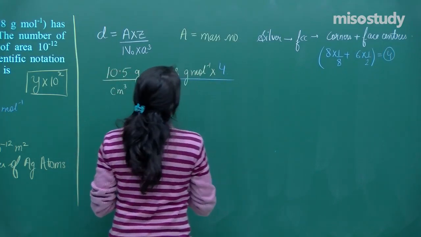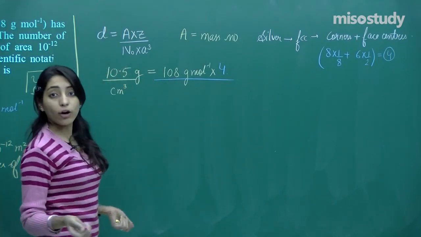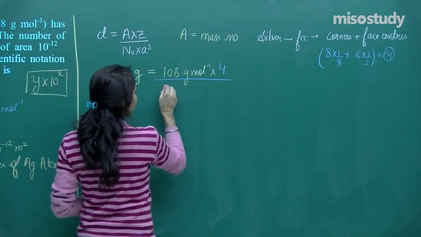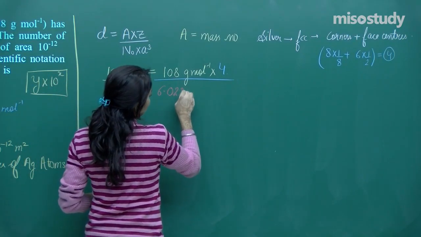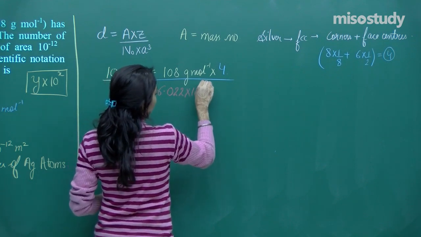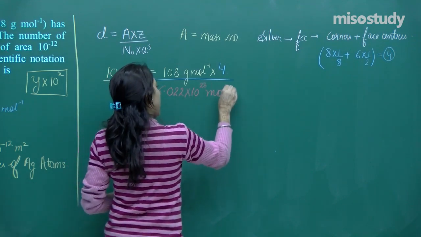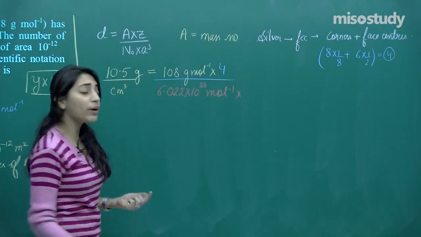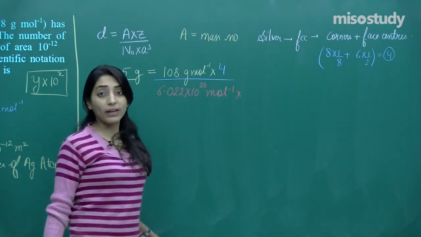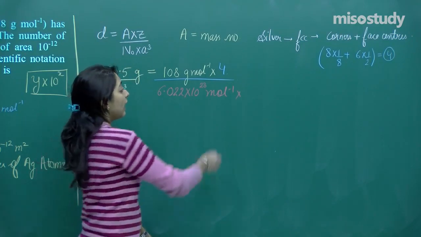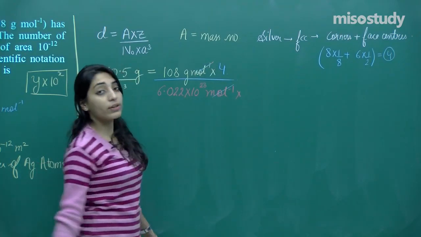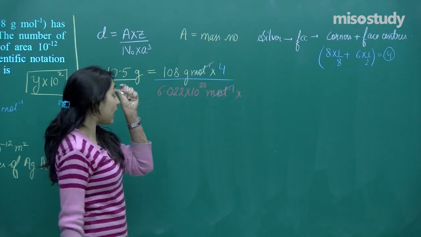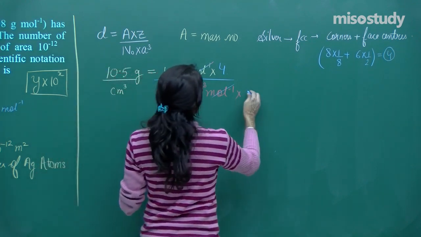To be divided by N naught. N naught is Avogadro's number, which is 6.022 into 10 raised to the power 23 mole inverse. Guys, do not forget to put the units. Avogadro's number is 6.022 into 10 raised to the power 23 mole inverse. That is why this mole inverse and mole inverse will get cancelled. Okay? Multiplied by A cube.